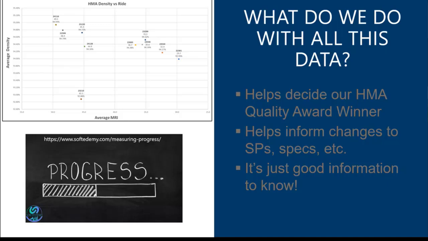Also, we create a yearly report and share it with our internal HMA advancement group. And doing this helps inform decisions about upcoming projects and any changes we need to make to our special provisions and specifications. It feels like we're constantly progressing, revisiting old decisions, and evolving using this data. And finally, it is just really good information to have on hand for us. It seems like there's always someone reaching out with questions and looking for numbers and ideas.